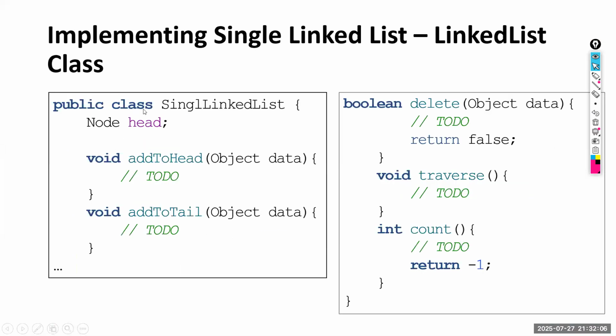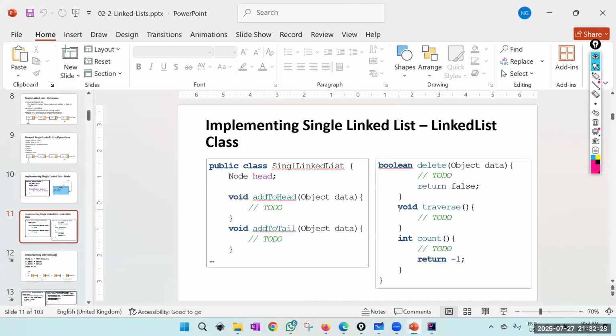Then we need to implement our linked list class, or single linked list class. That's another class. There we only keep track of the head. Then we are going to implement these one by one: add to head, add to tail, delete, traverse, count, and so on. There's a small typing mistake here.